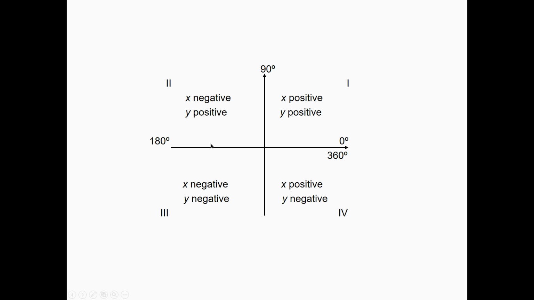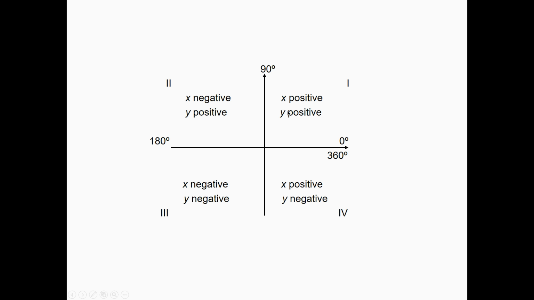The negative x-axis, 180 degrees. Then the negative y-axis, that's, not 320, sorry, I don't have a label, but that should be 270. 180 degrees plus 90 degrees. And then when you end up back at the positive x-axis, you're back at 360.